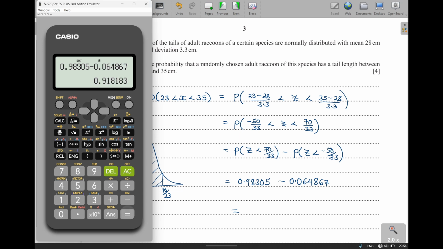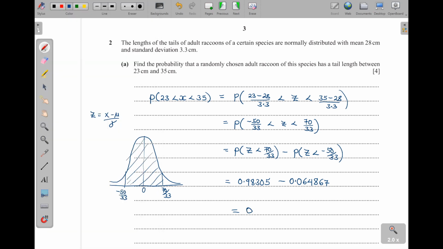0.064867. Now that one will give us that value, but I'm going to write to 3 significant figures, because most of the answers in the marking schemes are to 3 significant figures. So that one is going to be 0.918 to 3 significant figures.